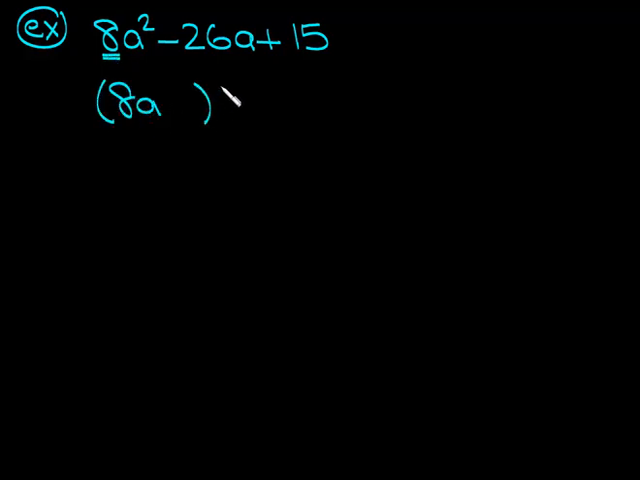Let's say I have 8a squared minus 26a plus 15. Again, nothing in common, so I don't have to worry about the greatest common factor. I have 3 terms, so I'm going to use the AC method. The leading coefficient is not a 1, so I get 8a, and then throw an 8 on the bottom. There we go. So let's do our calculations.